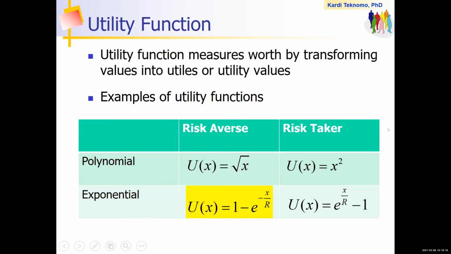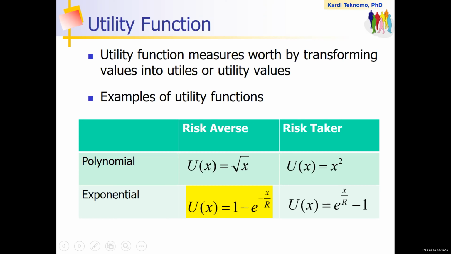There are several utility functions. This is like a theoretical utility function that you can also use. The first is polynomial, the second is exponential, and there are many other functions, but these are the most used utility functions. If you are risk averse and you use polynomial, then you can use square root. If you are a risk taker and you use polynomial, then you can use square, quadratic.